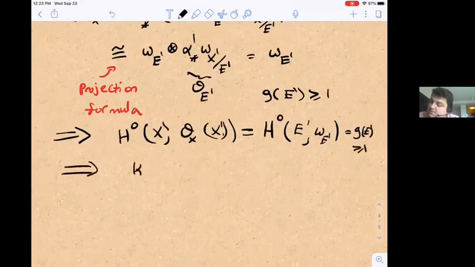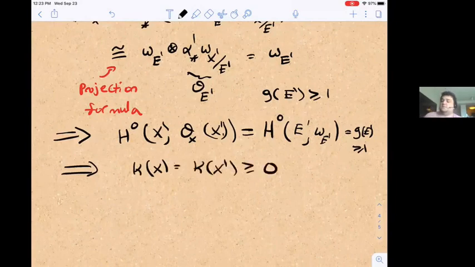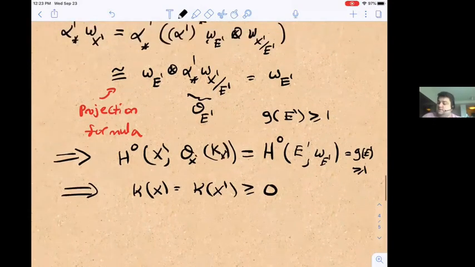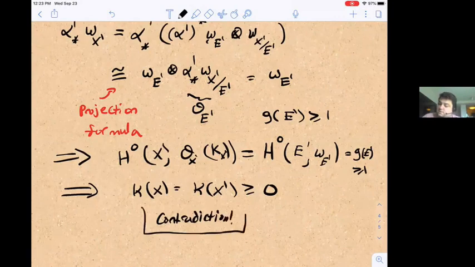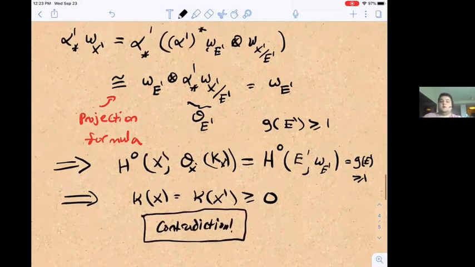So the Kodaira dimension of x, which is the same as the Kodaira dimension of x prime, is non-negative because we have some section of the canonical. This was a typo. This should say Kx prime. Okay, so in that case, we also get a contradiction. Okay, so that finishes the proof of non-vanishing. Are there any questions?